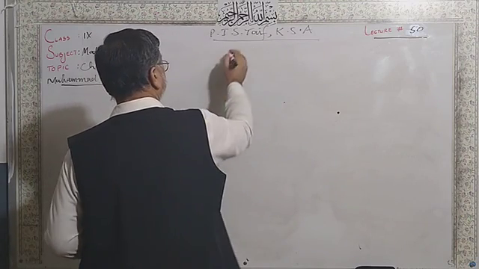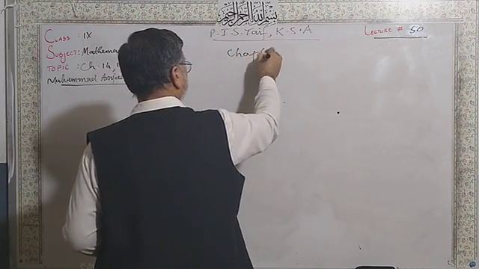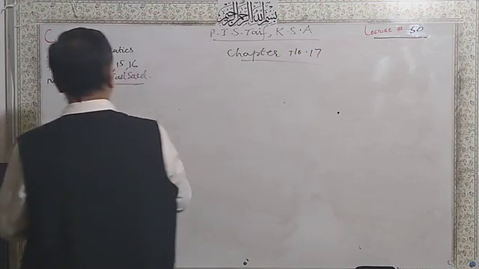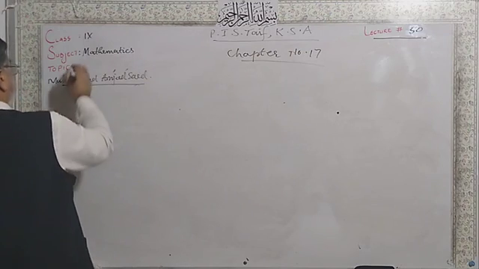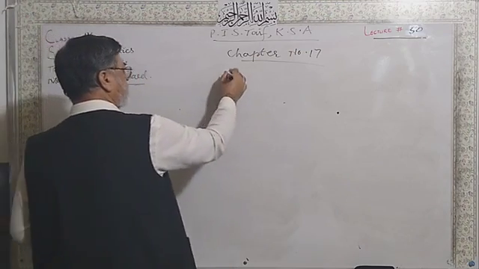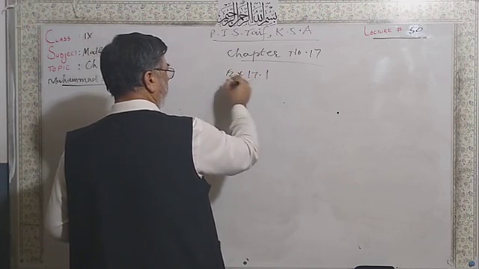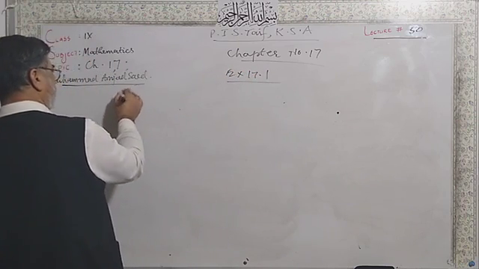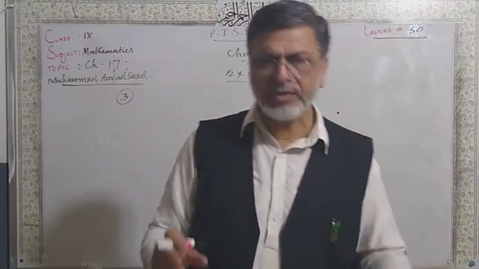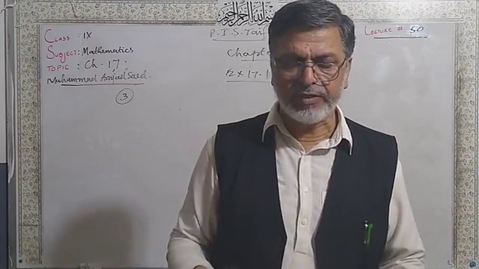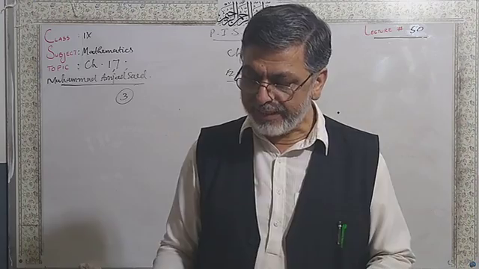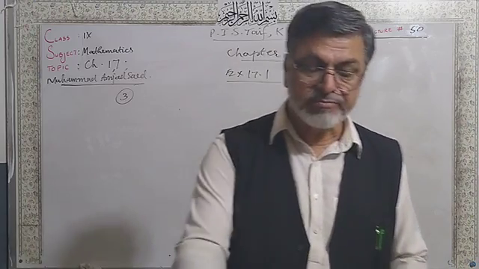Chapter number 17, exercise 17.1, question number 3. Questions number 1 and 2, you have a better idea about this. You can draw the triangles, no problem, you can do it. But questions number 3 and 4 are a little bit different. So that's why we can do it.